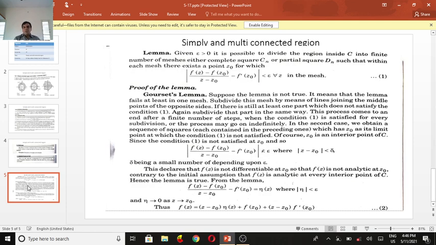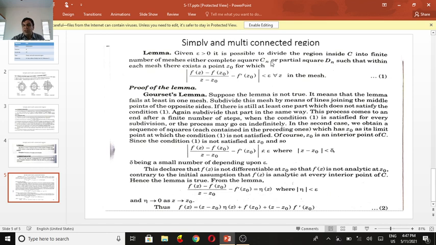So we come to some definitions, a simple definition of multiply connected region. We already know the derivative in the complex domain at z equal to z naught. Now the basic lemma: given epsilon positive, it is possible to divide a region inside C into a finite number of meshes, either a complete square Cn or a partial square Dn.